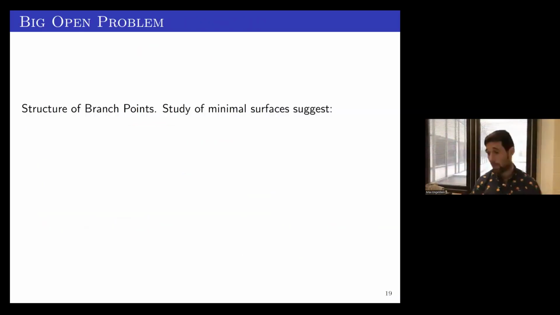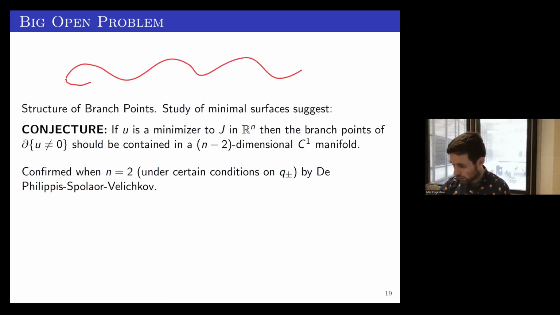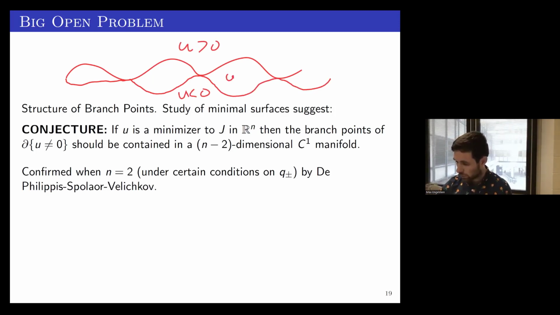A big open problem about these branch points, which I encourage you to think about, and I'm happy to talk to anyone about, is the structure of these branch points. The study of minimal surfaces suggests the following conjecture, that if you're a minimizer to the two-phase functional, then the set of branch points of your free boundary should be contained in an n-2 dimensional C1 manifold. So maybe your free boundary looks like this.